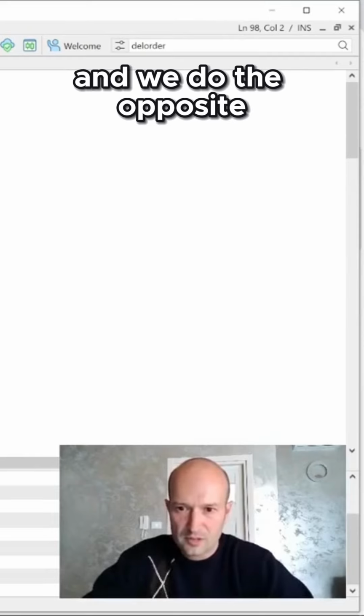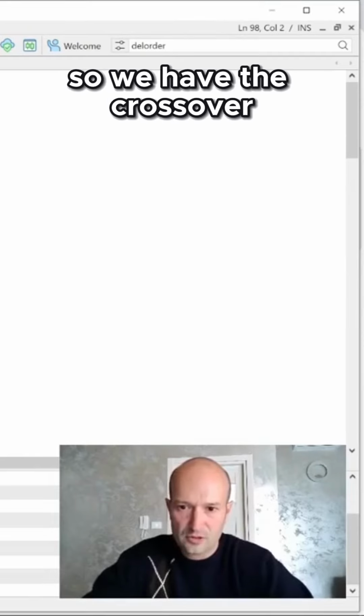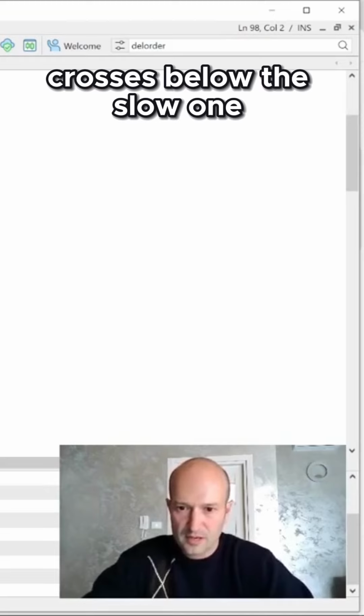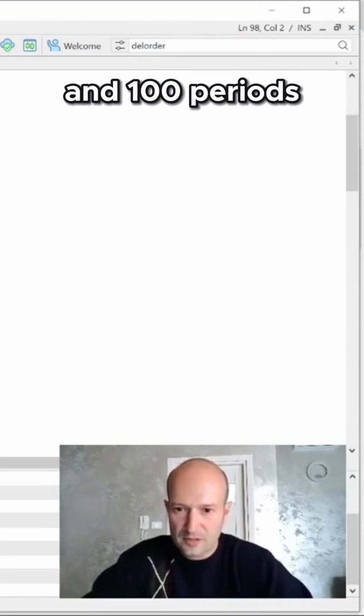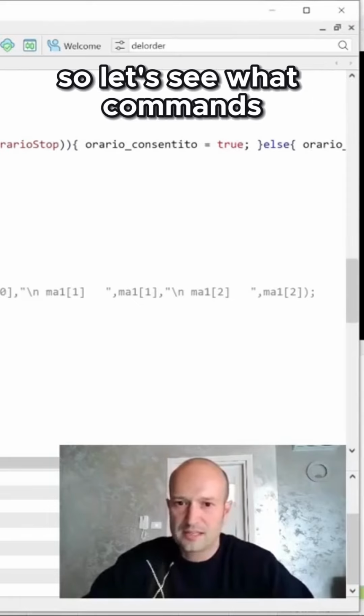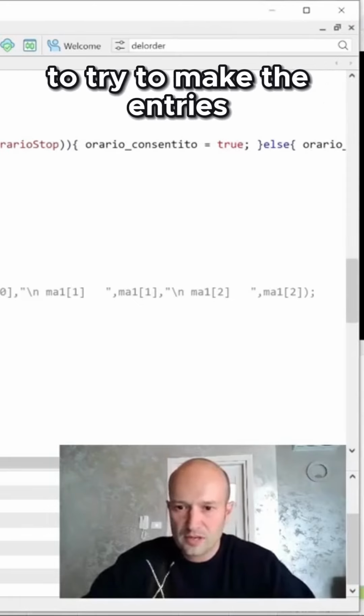And we do the opposite when we need to make a sell, so we have the crossover for the sell, when the fast moving average crosses below the slow one. Now I've set 200 and 100 periods just to have two somewhat different averages. So let's see what commands I've put in the code to try to make the entries.